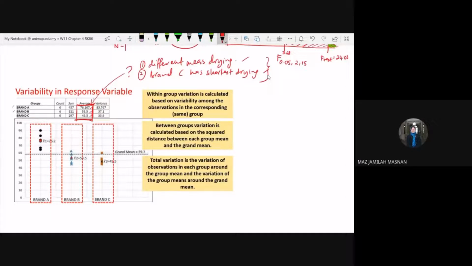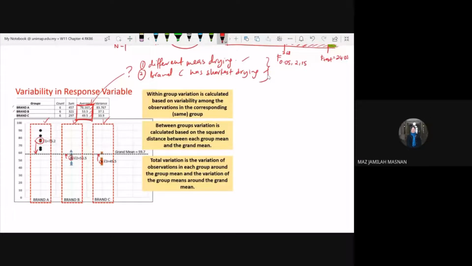Now, what about the within group variation and between group variation? Remember, within group variation is calculated based on the variability among observations in the corresponding group. So this is the within group variation. And between group variation is based on the sample mean for group 1 with the grand mean, the sample mean for group 2 with the grand mean, and the sample mean for group 3 with the grand mean.